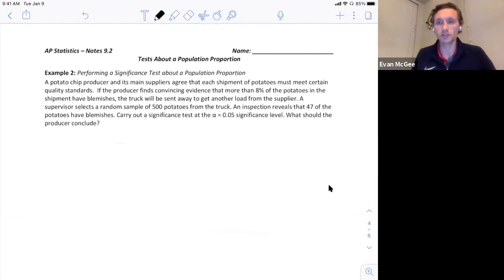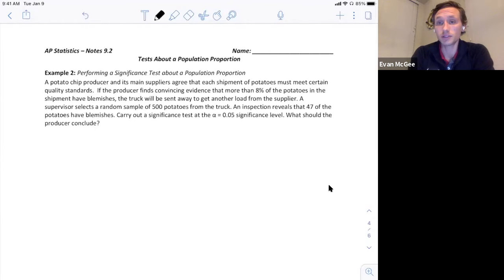Let's take a look at our first example of how to do a significance test, and this should be a familiar problem for you. A potato chip producer and its main supplier agree that each shipment of potatoes must meet certain quality standards. If the producer finds convincing evidence that more than 8% of the potatoes in a shipment have blemishes, the truck will be sent away to get another load from the supplier. A supervisor selects a random sample of 500 potatoes from the truck. An inspection reveals that 47 of the potatoes have blemishes. Carry out a significance test at a significance level of 5%. What should the producer conclude?